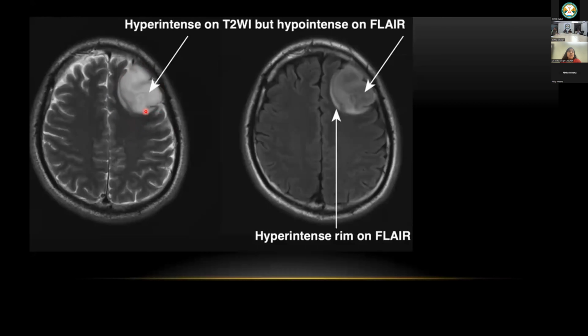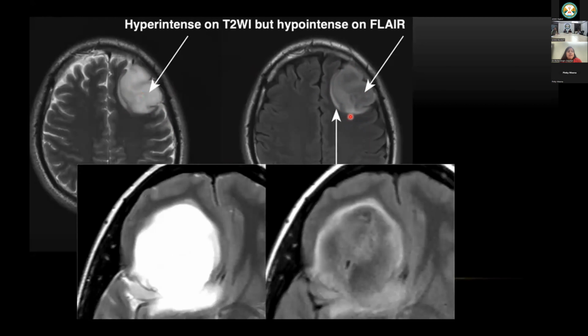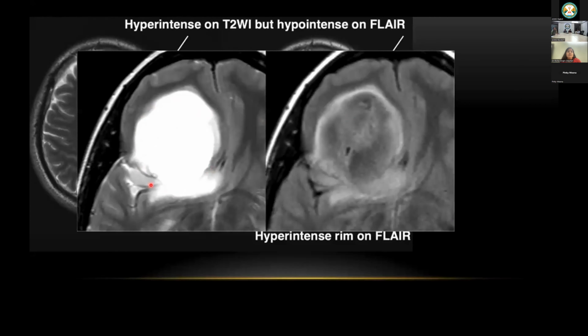But what we are seeing on FLAIR here is that the hyperintensity on T2 is not replicated on FLAIR, because of the characteristic feature of IDH mutant diffuse astrocytoma, the T2 FLAIR mismatch: it is hyperintense on T2 but hypointense on FLAIR. Also there would be a FLAIR hyperintense rim around this tumor. So this sign is very specific for IDH mutant diffuse astrocytomas. Another example, another lesion centered in the right frontal lobe, very bright on T2, again hypointense on FLAIR with a FLAIR hyperintense rim.